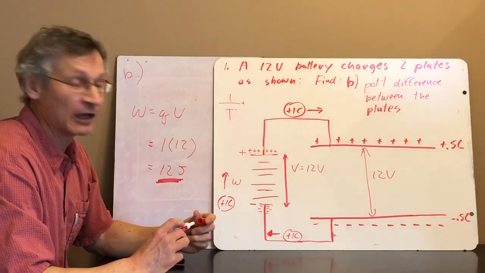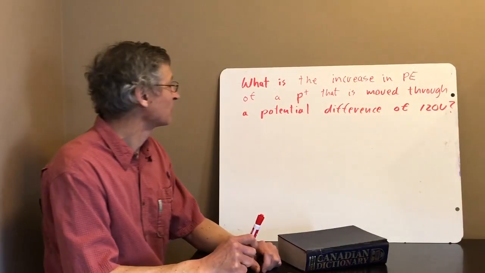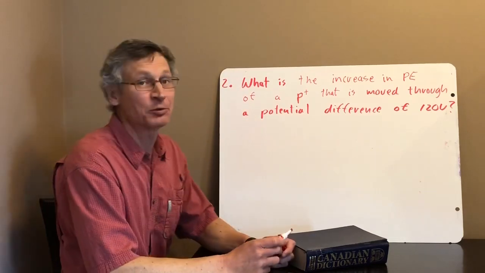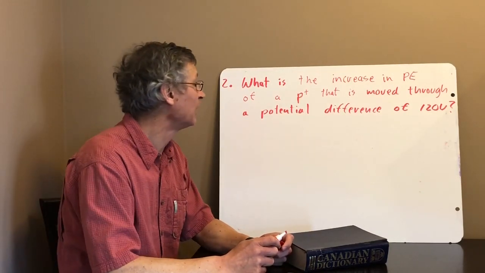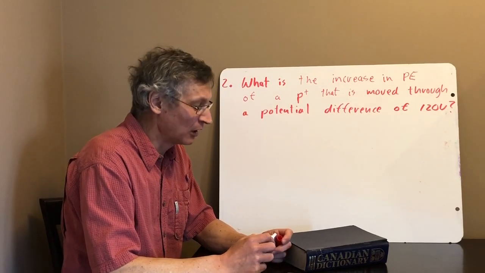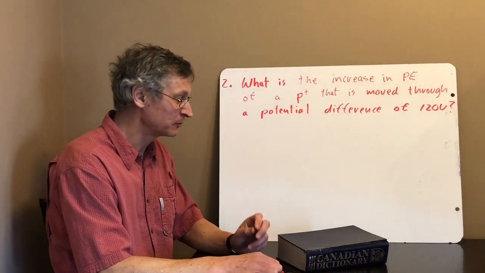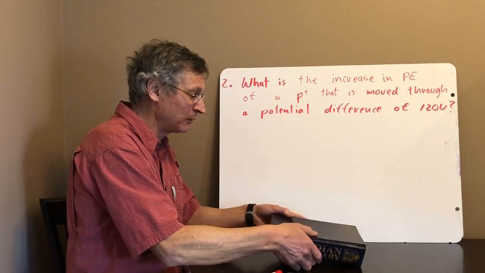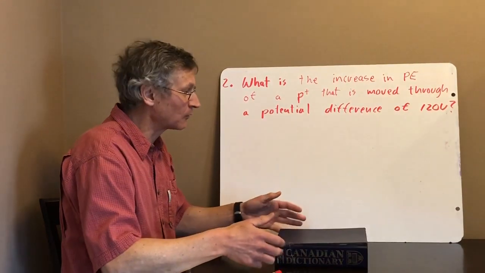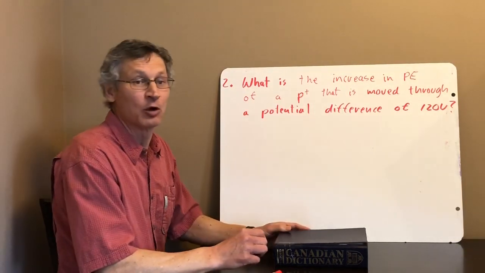We want to take a look at one more quick example. Last example. This, I guess, is example number 2. What is the increase in potential energy of a proton that is moved through a potential difference of 120 volts? Now, before we do this, think back to what you know about gravitational potential energy. If you do work on something, you give it gravitational potential energy. And to tell you the truth, it's the same thing going on here.